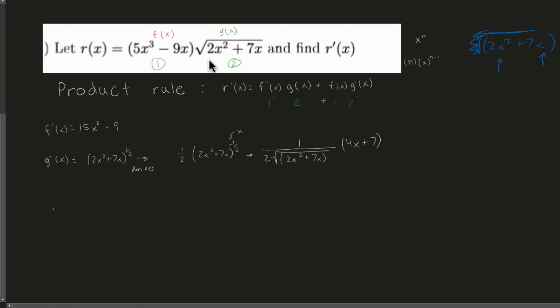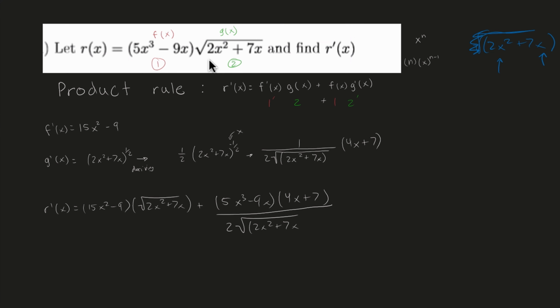So now we can just plug in all of our values. Our r prime of x, which is the derivative, is going to be equal to our f prime of x. So we're going to have 15x squared minus 9. And then we are going to multiply this by our g of x, which is just the square root of 2x squared plus 7x. Plus, we have our f of x, which is just going to be 5x cubed minus 9x. And then we have our g prime of x. So we're going to have our 4x plus 7 here. And then in our denominator, we're going to have 2 times the square root of 2x squared plus 7x. Now, this is our answer.